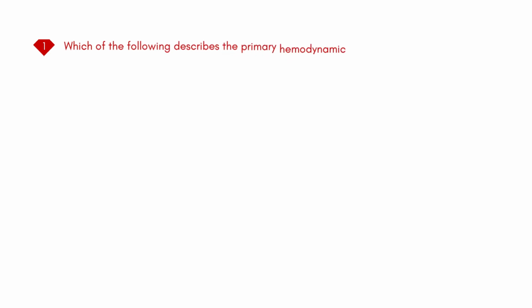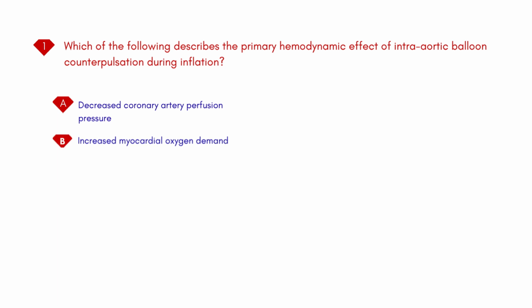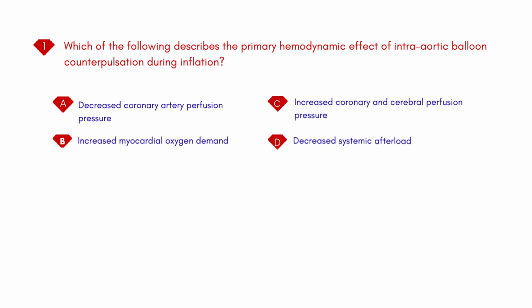Which of the following describes the primary hemodynamic effect of intra-aortic balloon counterpulsation during inflation? A. Decreased coronary artery perfusion pressure. B. Increased myocardial oxygen demand. C. Increased coronary and cerebral perfusion pressure. D. Decreased systemic afterload. Answer: C. Increased coronary and cerebral perfusion pressure.